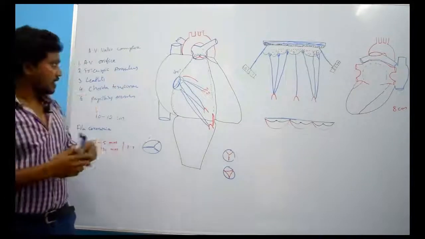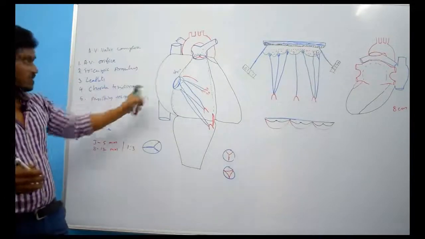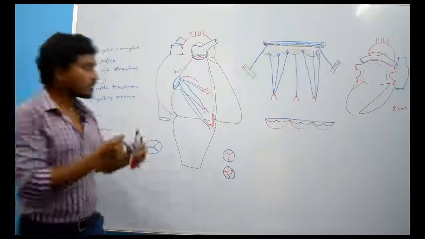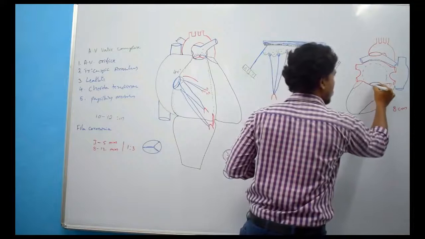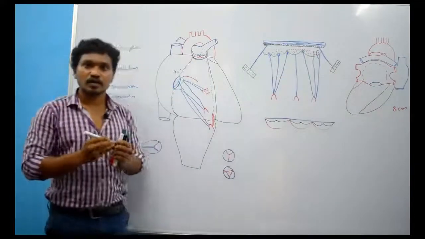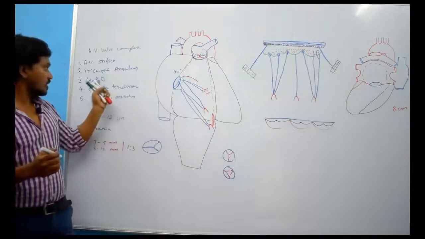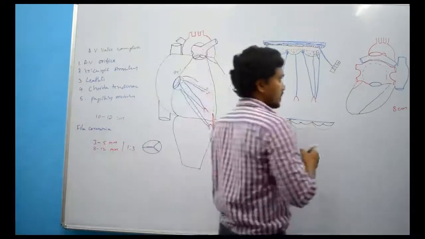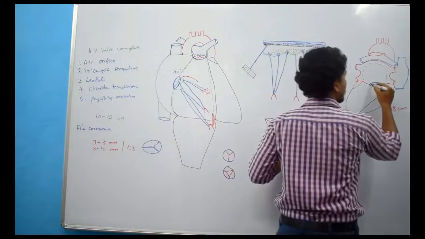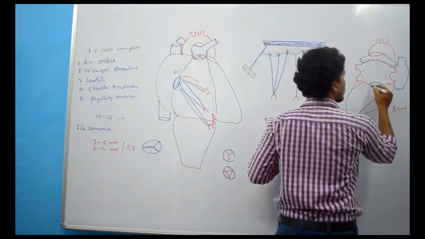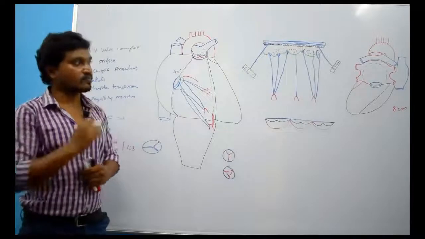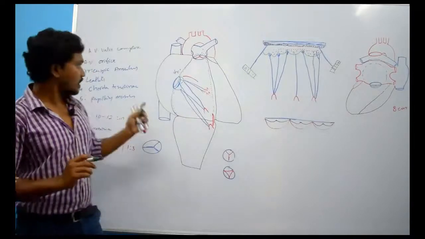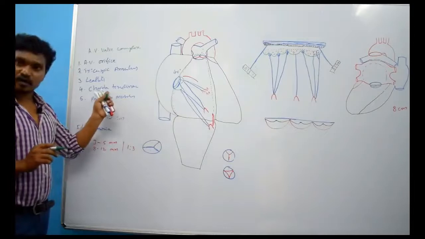Clear? Then that atrioventricular orifice is attached by an annulus. So here also it is attached by an annulus. Then the annulus gives attachment to the leaflets. So here also it gives attachment to the leaflets. How many leaflets? 2 leaflets, anterior leaflet and posterior leaflet. Then what are there? Chorda tendineae.